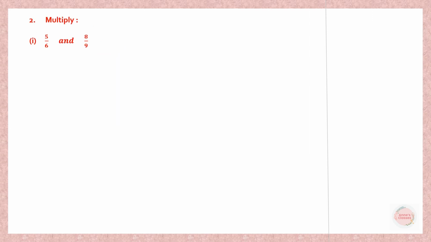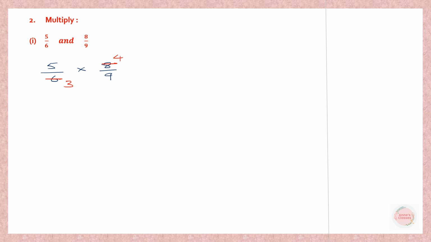Question 2, similar question here, it is worded differently. Multiply 5 by 6 and 8 by 9. So let's write that down. 5 by 6 into 8 by 9. So here also we continue with our cancelling. So here we can cancel 6 and 8 both by 2. So let's do that. 2 threes are 6 and 2 fours are 8.